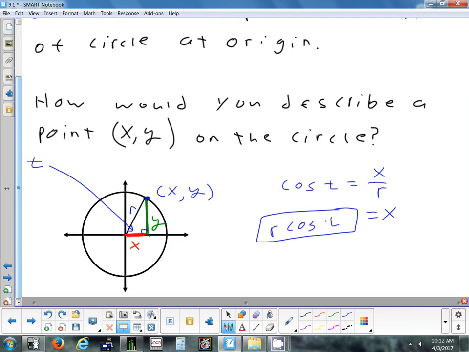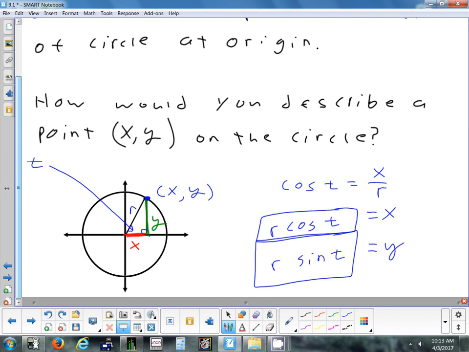There's one of your parametric equations. X is r cosine t. And what about y? R sine t. So if you want to graph a circle with a radius of r, those are the two equations you type in, because sine and cosine break apart the coordinate into its x and y values as two separate formulas.